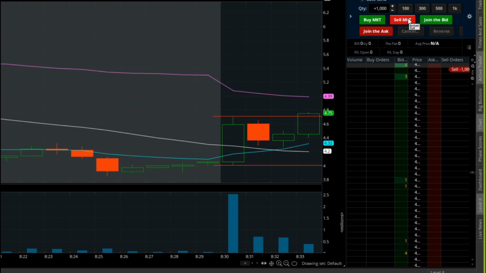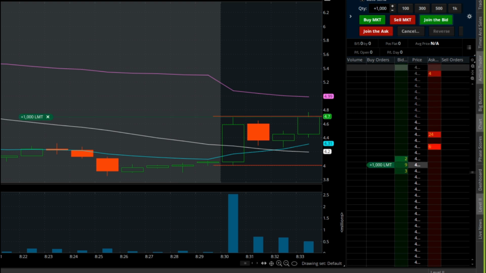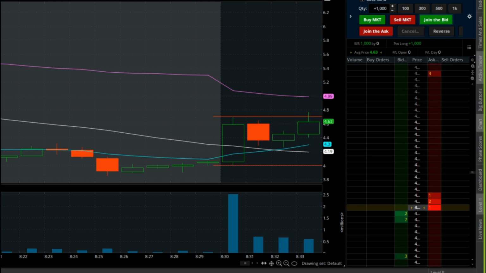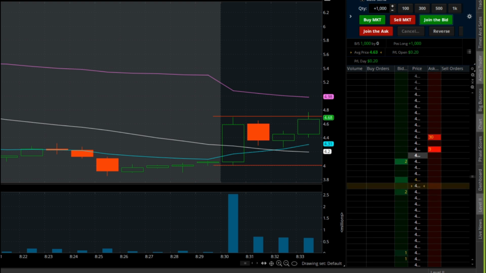All right, so there's the breakout here. I'm going to jump in on the bid. A lot of the time I'm using the bid price to jump in because that's going to keep it at a limit order, but it's also going to give me basically an automatic fill.